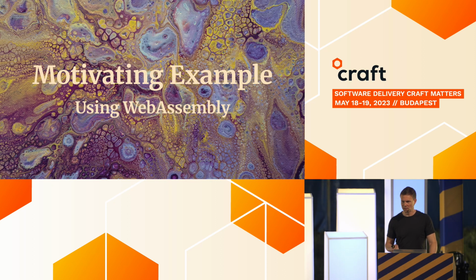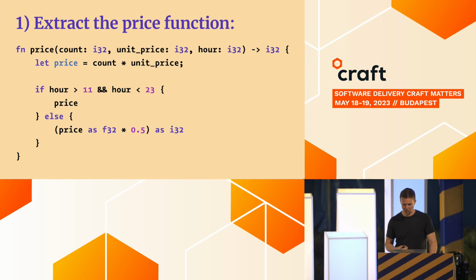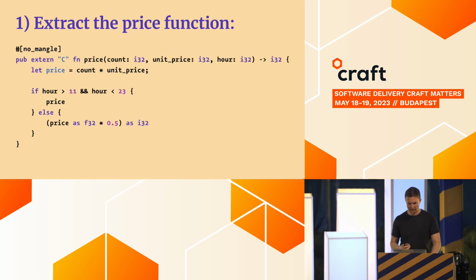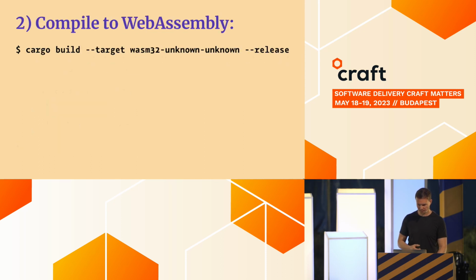Now let's look at what this might look like if we were using WebAssembly. So in order to use WebAssembly, the first thing we need to do is extract the pricing function into a library. And to do that, we need to add this no-mangle and extern C. And what this does is allows the function to be called from programming languages other than Rust. And this is in the Rust documentation, how to do this. The function then can be compiled to a WebAssembly binary.